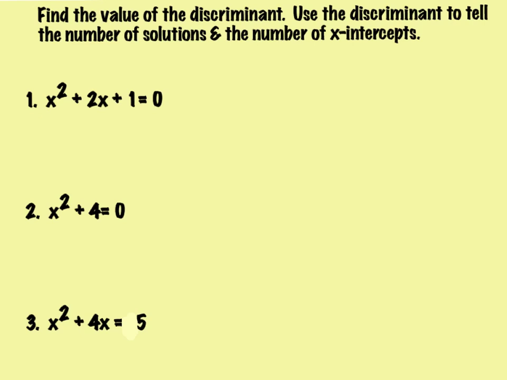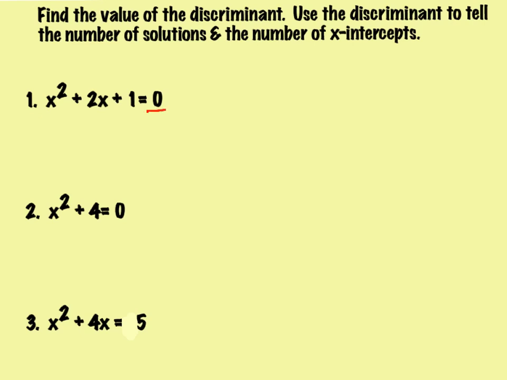Now we're going to use that information to look at quadratic equations and determine the value of the discriminant, which is going to tell us how many solutions that quadratic equation will have. It's also going to tell us the number of x-intercepts. The first thing we need to do is identify a, b, and c. In question number 1, it's solve for 0.